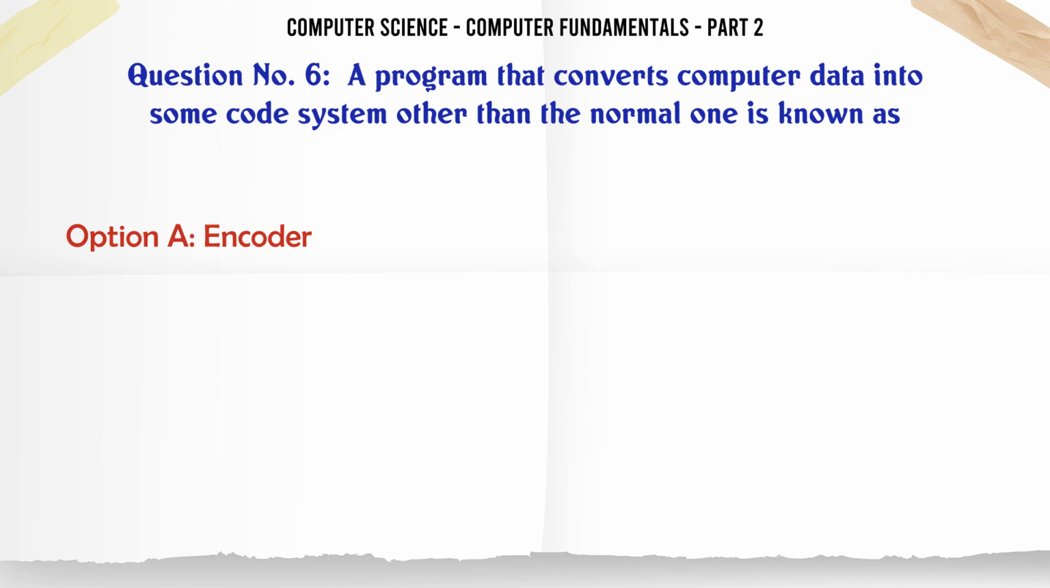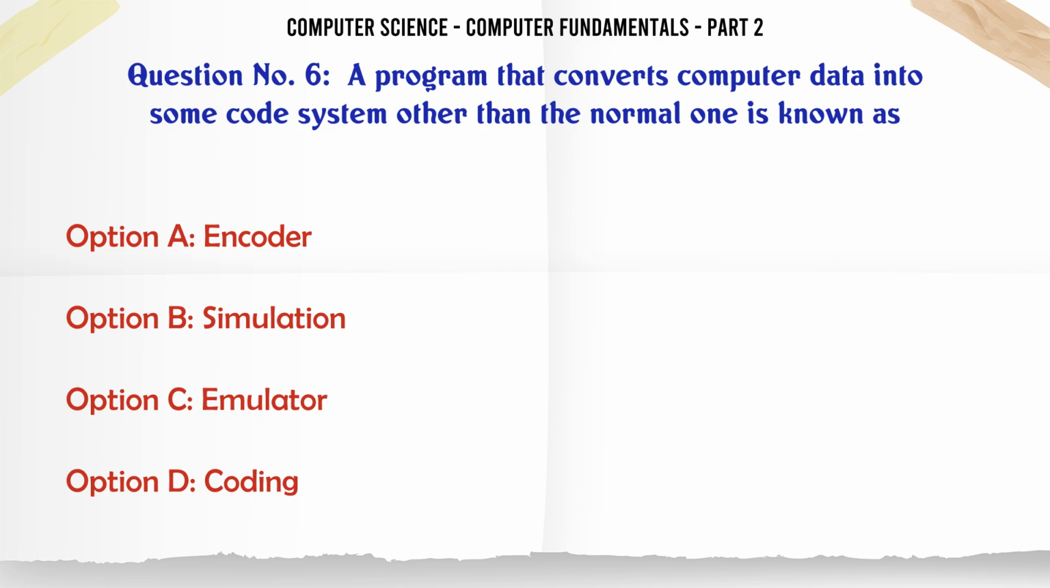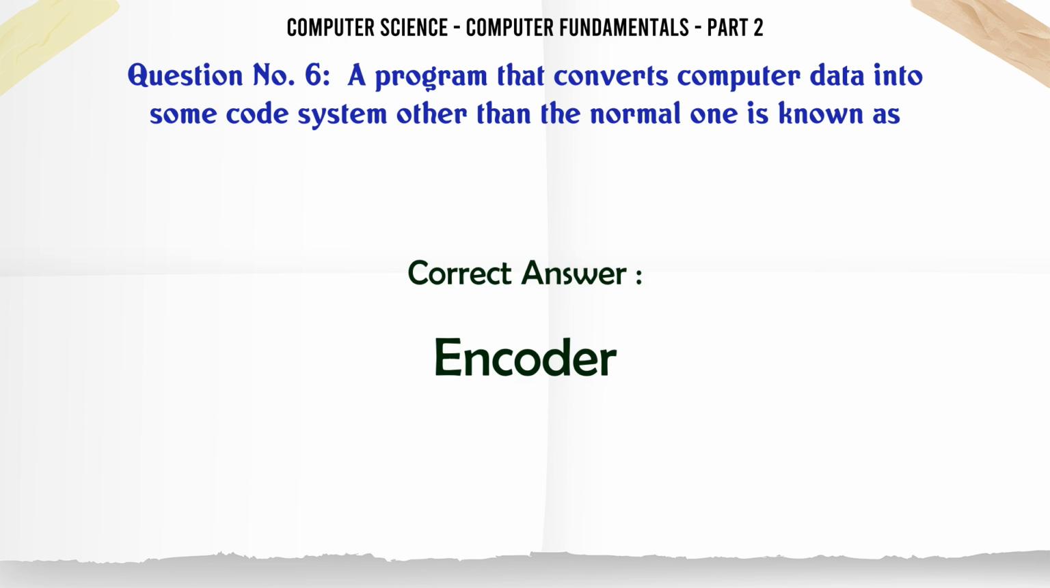A program that converts computer data into some code system other than the normal one is known as: A. Encoder, B. Simulation, C. Emulator, D. Coding. The correct answer is encoder.